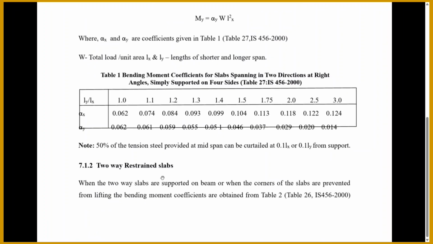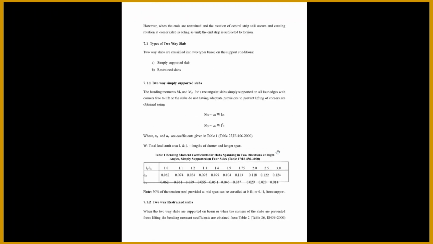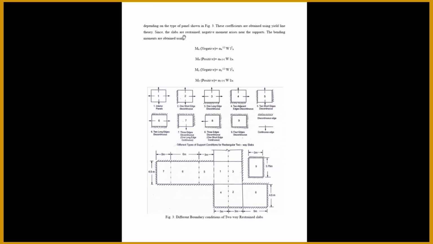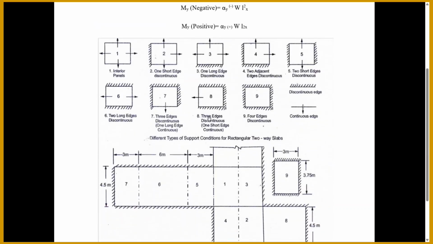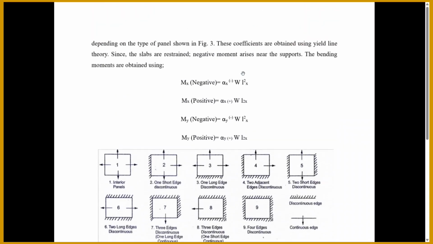And next is the two-way restrained slab. When the two-way slab is supported on the beam and the corners of the slab are prevented from lifting, the bending moment coefficients are obtained from table 26, also given in IS 456-2000. For that, depending on the type of the panel shown in figure 3, as you can see, these are the whole types of the panels. The coefficients are obtained using the yield line theory.